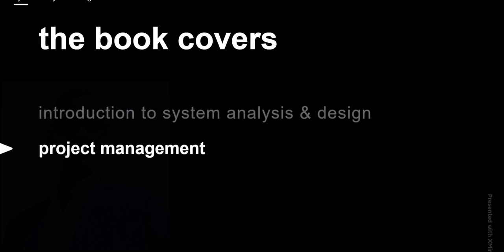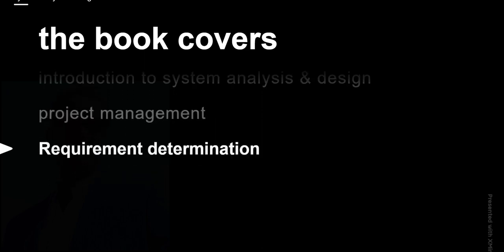And the third part of this reference is requirements determination. This section explores various methods for gathering, documenting, and validating user requirements, and it covers techniques like interviews, observations, and surveys to understand user needs and expectations.